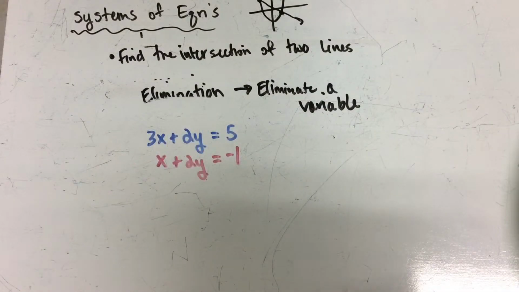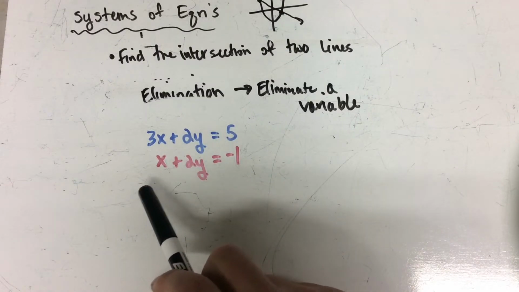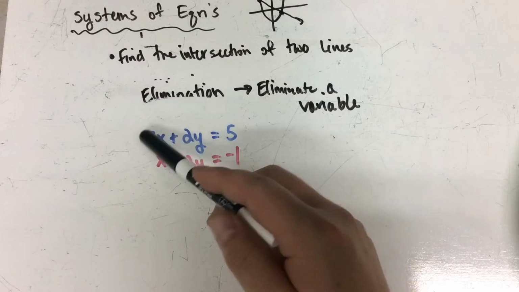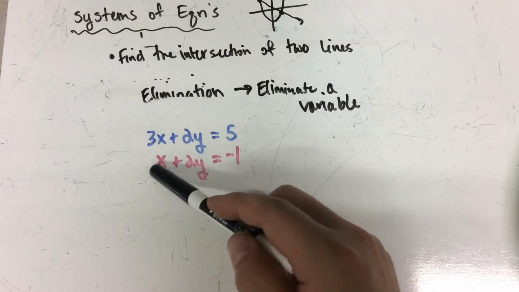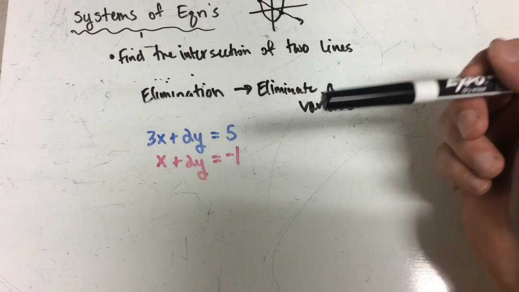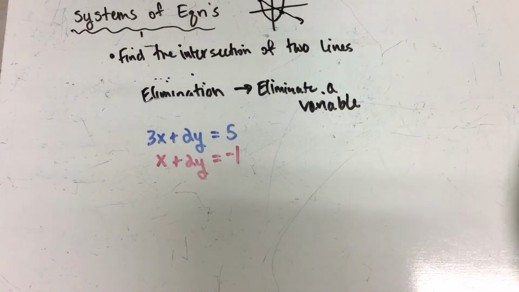Okay, here's another one. Again, we have a blue and a pink equation. The blue is 3x plus 2y equals 5. The pink here is x plus 2y equals negative 1. So with this elimination business, we're going across and we're trying to see, do any of the variables have the same coefficient out in front? The x's here have a 3 and a 1. That's not going to work. The y's both have 2's, so we are set up for elimination.